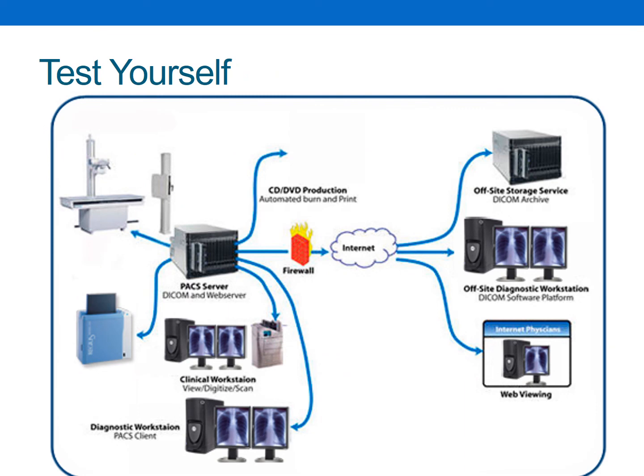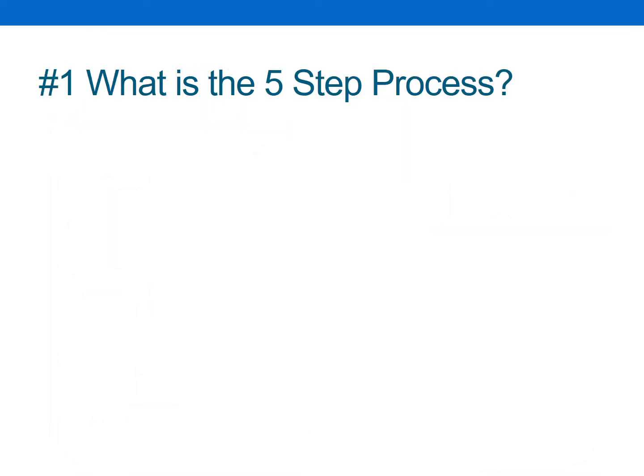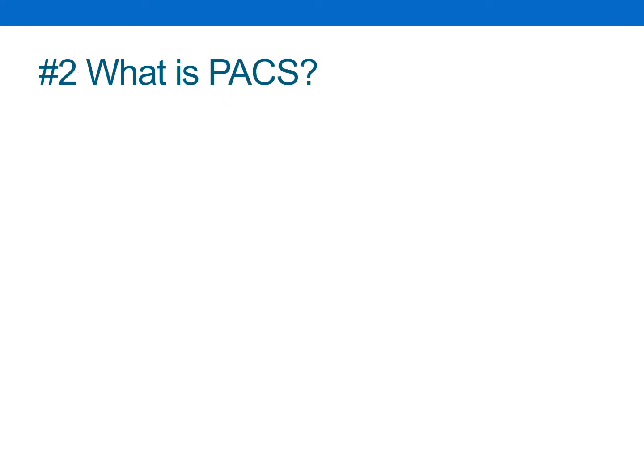Since this was a relatively short video, your video guide and questions will be one and the same. So number 1, what is the 5-step process for getting information from the transducer to the display? Number 2, what is PACS? Define it and say what PACS stands for. And number 3, what is DICOM? Again, define and say what DICOM stands for.